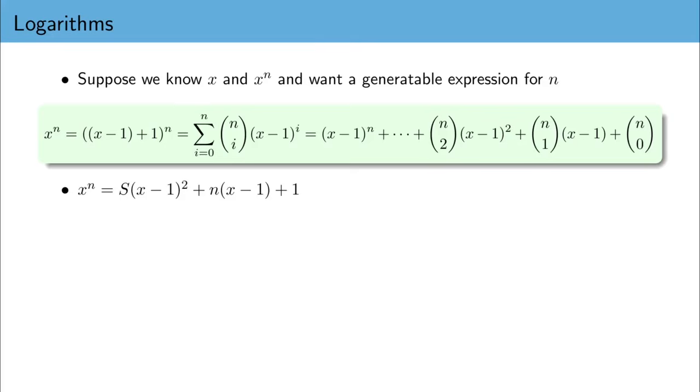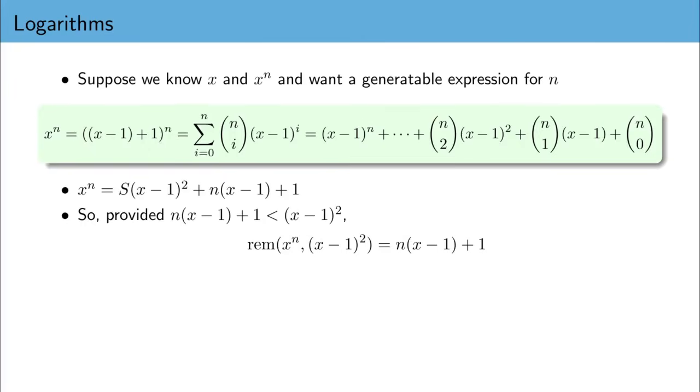In other words, x to the n is some multiple, s, of (x minus 1) squared plus n times (x minus 1) plus 1. So when we divide x to the n by (x minus 1) squared, we'll get s with remainder n times (x minus 1) plus 1. Provided, and this is important, that we can't pull any additional (x minus 1) squareds out of this remainder. Right? The remainder has to be less than the thing that we're dividing by.